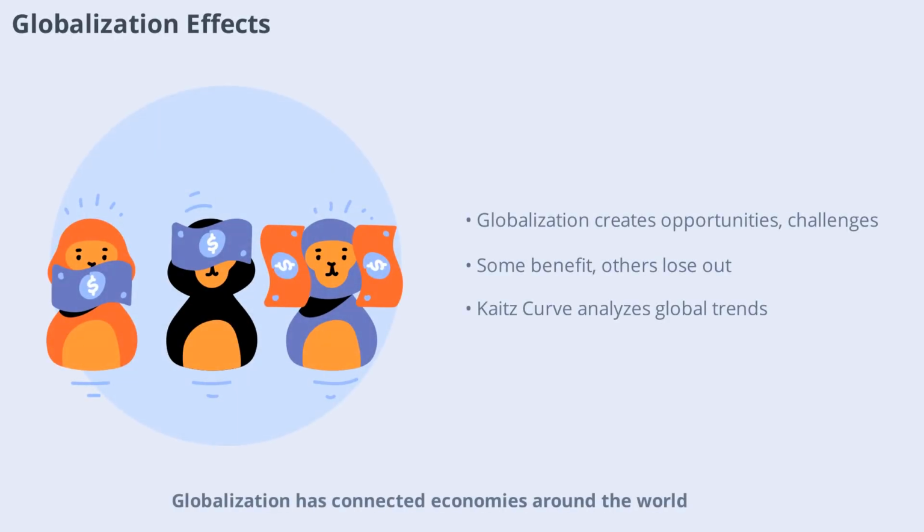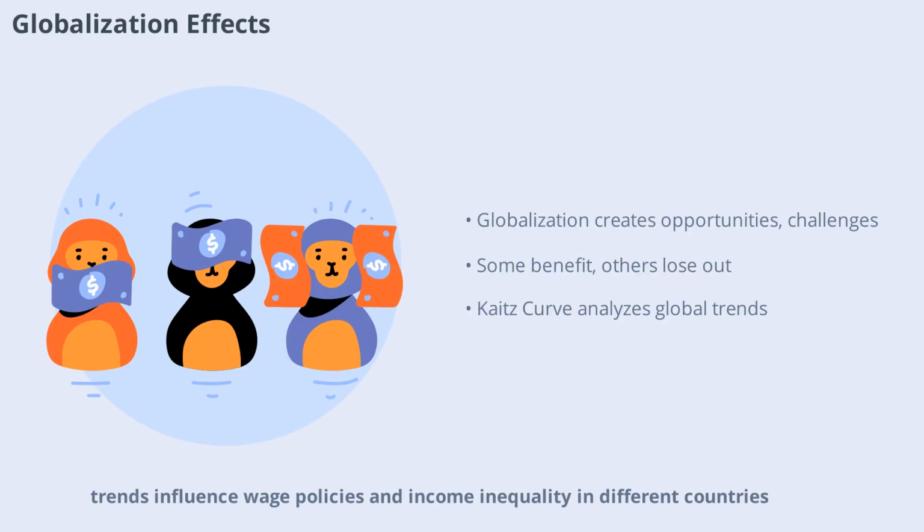Globalization has connected economies around the world, creating new opportunities and challenges for income distribution. While some workers benefit from access to global markets, others may lose out due to increased competition and outsourcing. The Kaitz curve can help us analyze how global trends influence wage policies and income inequality in different countries.